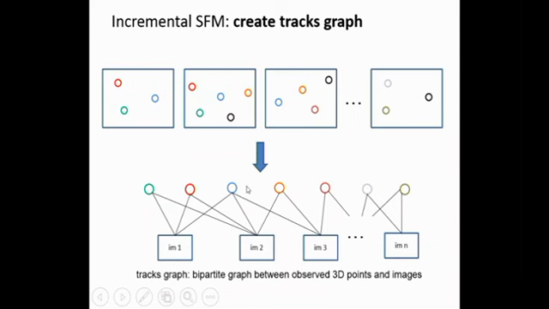And so now the goal of structure from motion is to solve for all the positions, or as many as possible, of these 3D points and the poses of all the images. This tracks graph, which is a bipartite graph between observed 3D points and images, is a data structure that makes it simpler to think about the problem. And it's common to even apply graph-based algorithms to improve structure from motion, for example clustering your images based on spectral clustering algorithms.